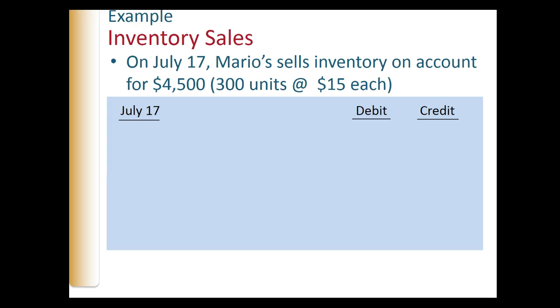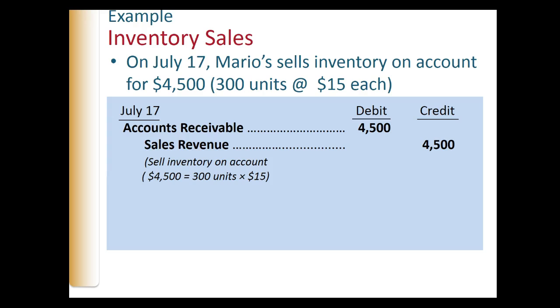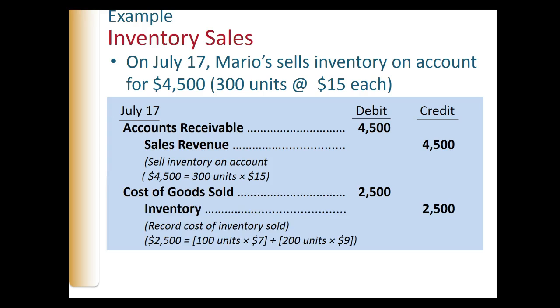We make 2 entries to record the sale. The first entry shows an increase to the asset account, in this case accounts receivable, and an increase to sales revenue. The second entry reduces the inventory account as it records cost of goods sold. This entry shows how Mario records revenue of $4,500 from the July 17th sale.